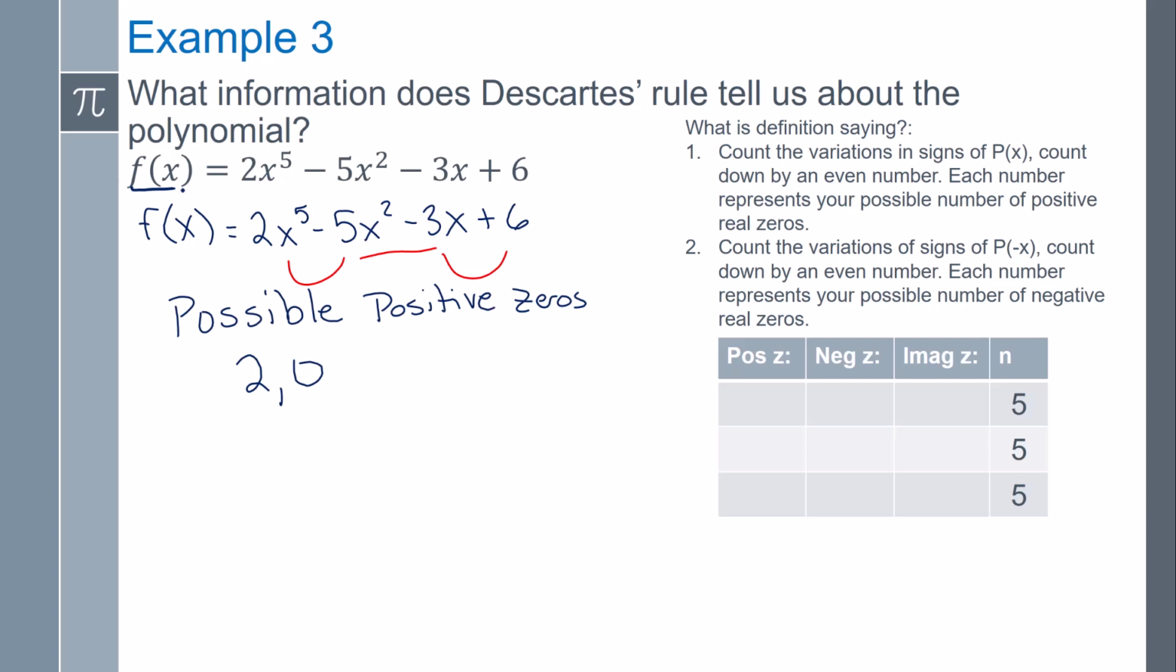So I count down by 2. 2 minus 2 gives me 0. So I have 2 possible scenarios. I could have 2 positive zeros or 0 positive zeros.